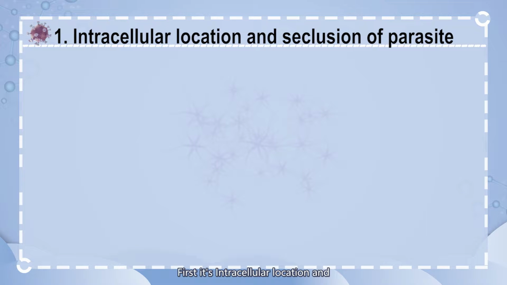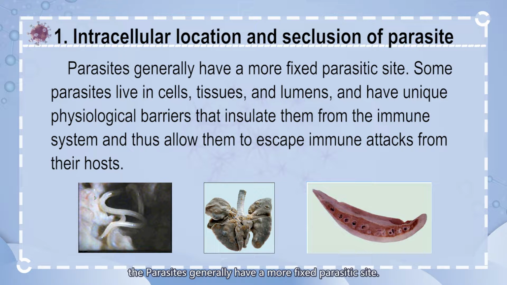First is intracellular location and seclusion of parasites. Parasites generally have a more fixed parasitic site. Some parasites live in cells, tissues, or lumens, and have unique physiological barriers that insulate them from the immune system and thus allow them to escape immune attack from their host.